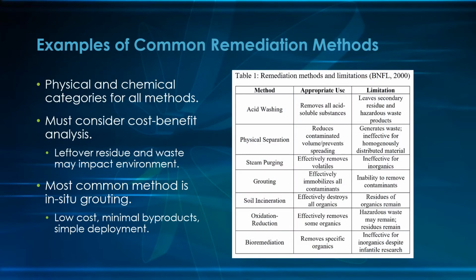So here are some examples and common remediation methods that are currently being employed today. They basically can all be divided up into physical or chemical categories, which means they either remove the contaminant by physical means or by a chemical reaction or chemical means. All of these remediation methods must consider a cost-benefit analysis. Something like acid washing may remove all acid-soluble substances, but you're leaving behind the acid and residue and hazardous waste products, and that may create more harm than good.